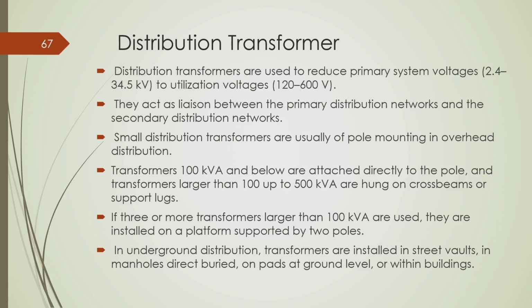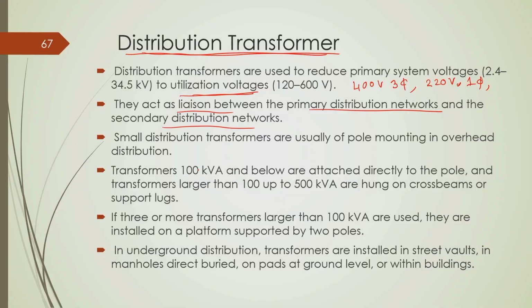Now, another important thing, because with this I will complete this part of the lecture, which is the distribution transformer. This distribution transformer is basically used to step down the feeder voltage level to the utilization voltage level. In India, it is around 400 volt 3 phase, which will automatically give 220 volt single phase. And they act as a liaison between the primary distribution network and the secondary distribution network. The secondary distribution network is basically the line beyond this distribution transformer, which is directly connected to the customers.